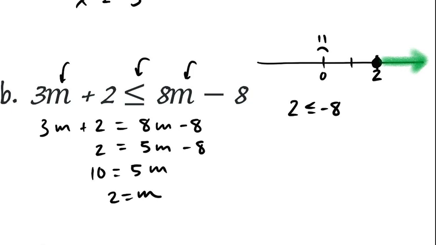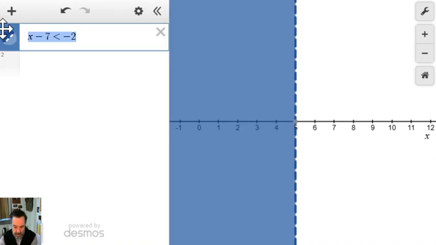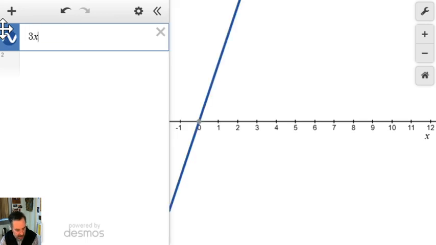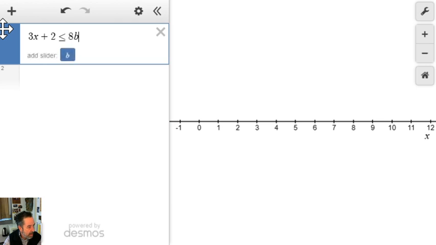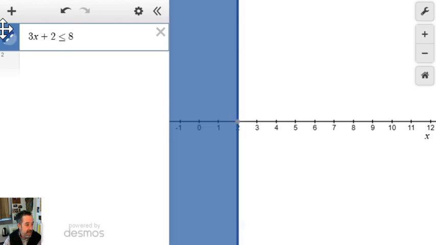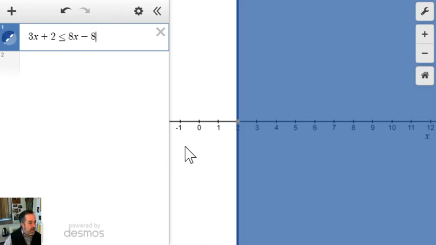And again, if we go back to our friend Desmos, I'll just delete this one. And I have to use x, so I'll say 3x plus 2. And to do less than or equal to, you just type less than and then follow it with an equal. And then 8x, I have to use x, and then minus 8. And when we do that, you can see that we do have a solid line at 2, solid line at blue, indicating that 2 is where the boundary location is, and it's everything to the right of 2.